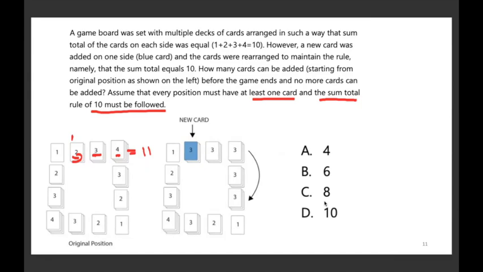So I will have to shift 1 card from this position to here to maintain the rule of 10. So I'll get some kind of a position like this. Now, if I were to continue this game like this, where I add a card in every phase and then I rearrange the cards to get each side equal to 10, how many cards at most can I add to this game? Okay, that's what we have to find.